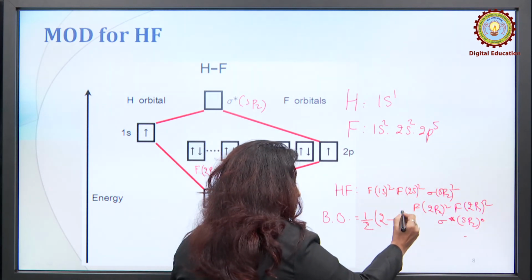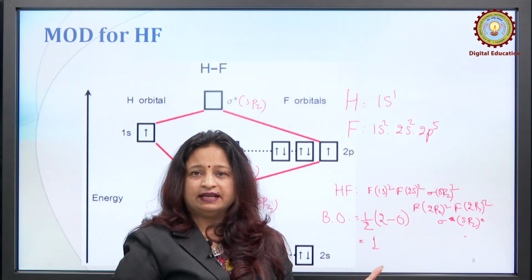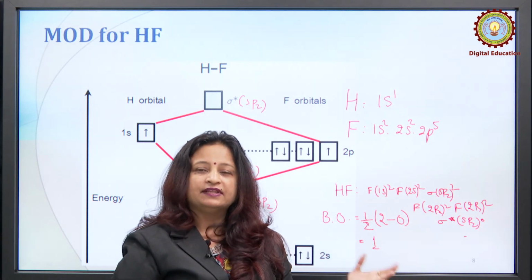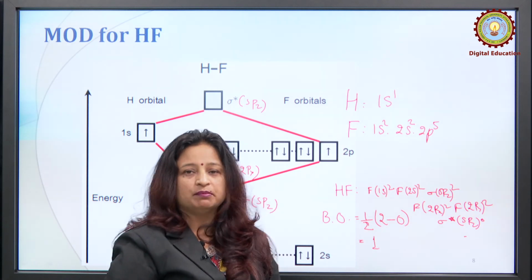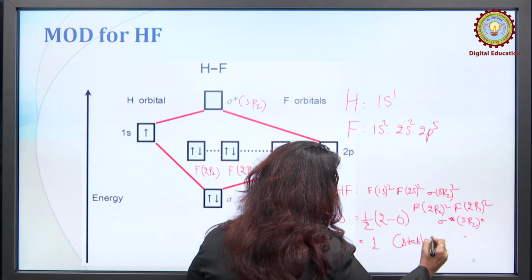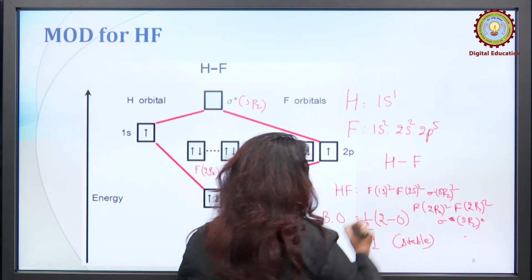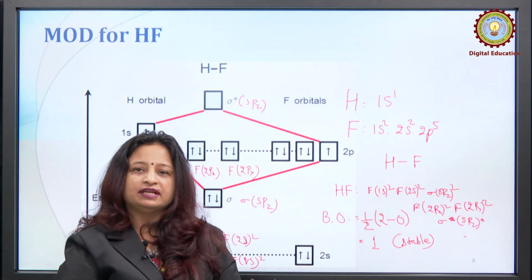So, what is the bond order? 1. What does this indicate? This indicates that yes, HF is a stable molecule. This is a stable molecule, right, and there is a single covalent bond between hydrogen and fluorine atom.